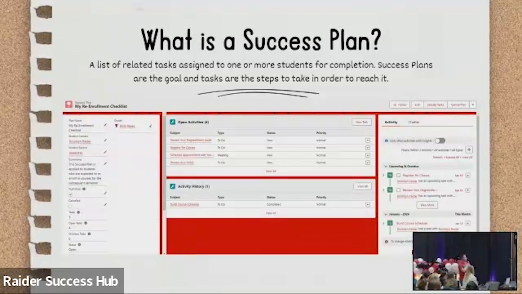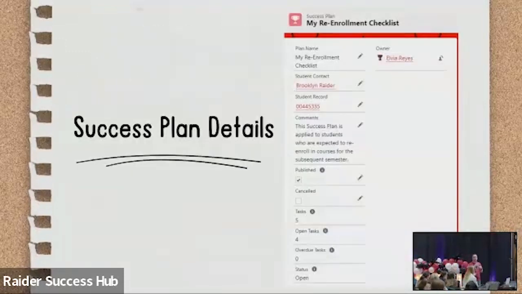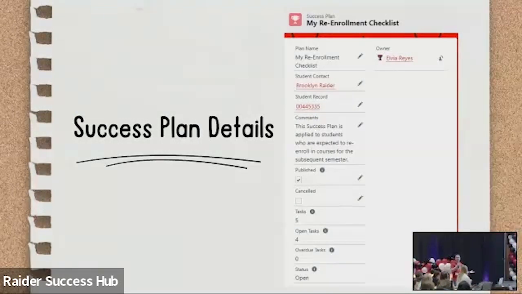So if we take a little bit of a closer view on this, this is our view. We'll see the student view here in a moment. We can see what the plan is called. We can see who's assigned it, the student record it's associated with, as well as in the comments, some details about why that success plan applies to the student or what the success plan is. In this case, it's a re-enrollment success plan. So it's going to be applied to students who are expected to re-enroll in courses for the subsequent semester. So in our case, maybe summer or fall that's coming up.